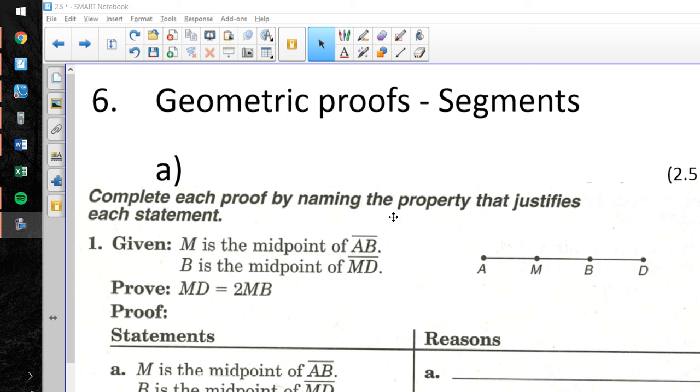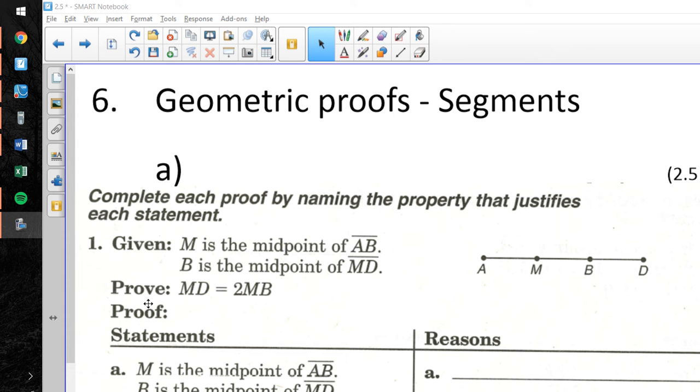And our given statements here were that M is the midpoint of line segment AB and B is the midpoint of line segment MD. So with those in mind, let's go ahead and get started. This is what we call a fill-in-the-blank proof. All the statements have been given to us, and we just have to fill in the reasons that go along with them that justify each statement.